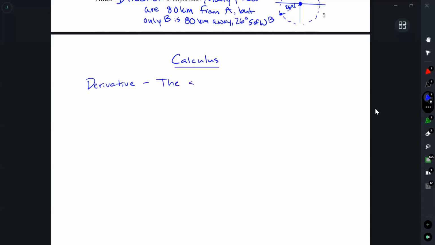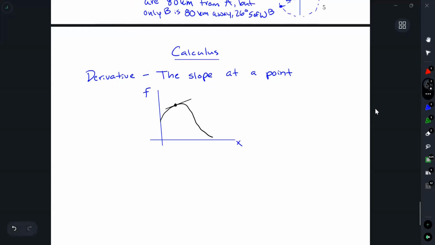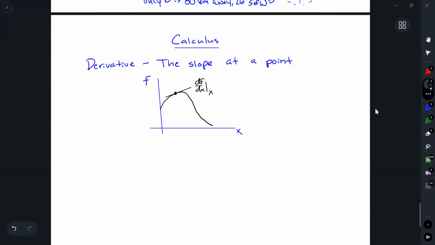Geometrically, it's the slope of a function at a point. If I've got some curve, and I say, for whatever reason, I don't have any physical reasons at this point, but I've got a function f of x. I want to know what its slope is right here. That's what the derivative tells me. df dx evaluated at x. So this point right here.